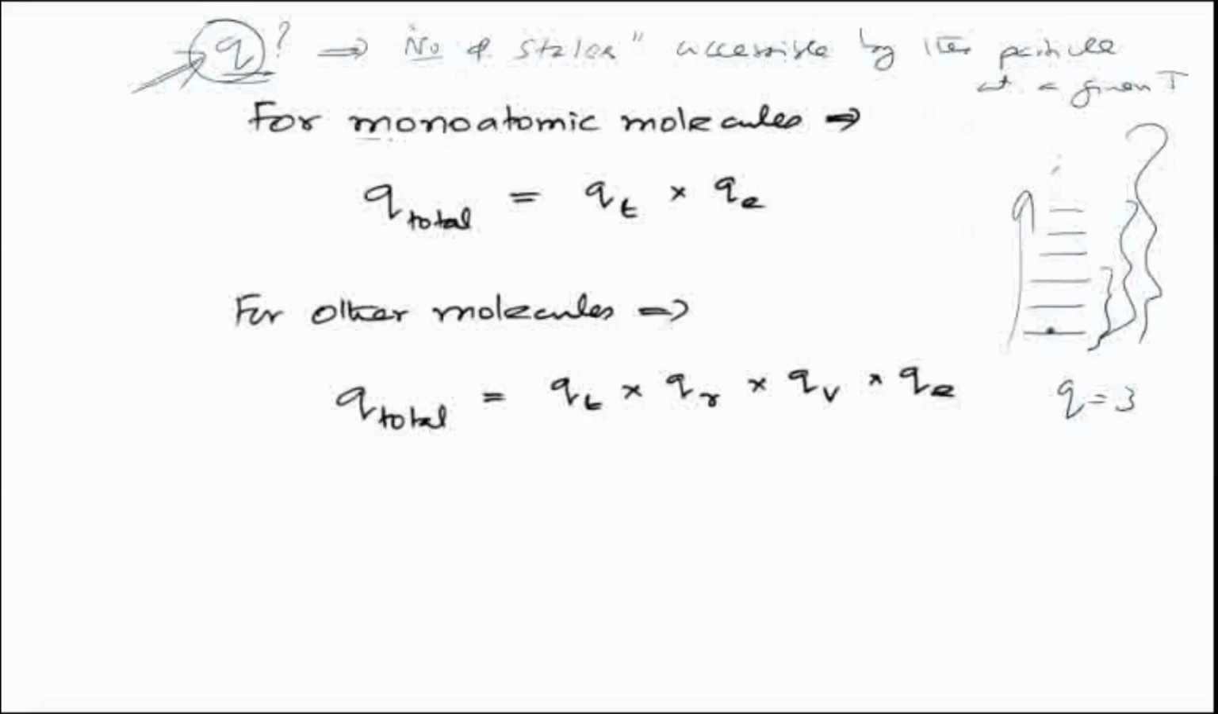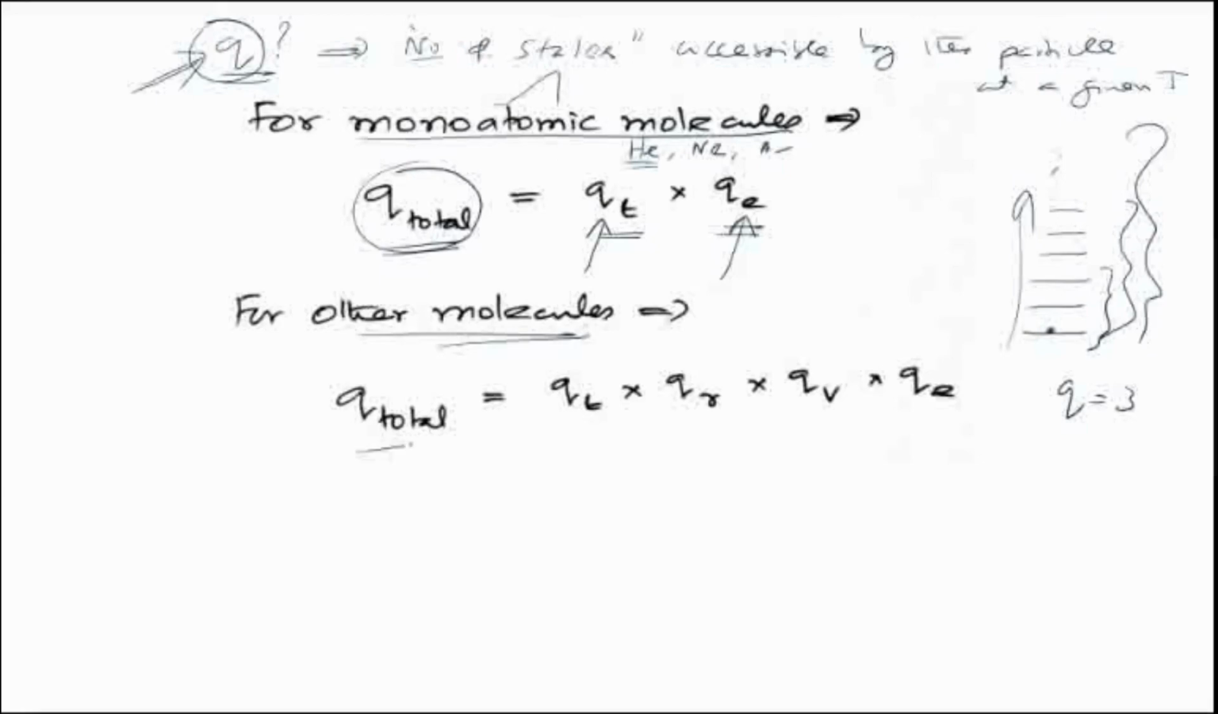Right? Listen, for monoatomic molecules, see helium, neon, argon, where helium, neon, argon all exist as atoms, right? So for single atoms, the total single particle partition function, in the case of a monoatomic molecule, can be calculated using these two partition functions. This is the translational partition function and this is the electronic partition function. This formula is applicable for monoatomic molecules. If you go to other molecules, diatomic, polyatomic molecules, in that case the total molecular partition function is equal to the product of these four partition functions: translational, rotational, vibrational, electronic.